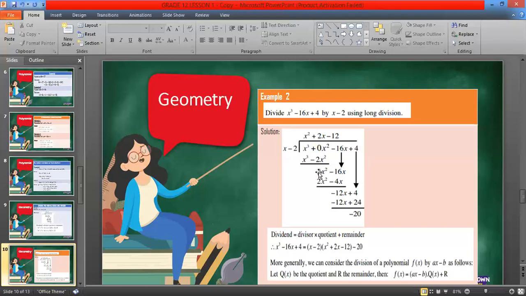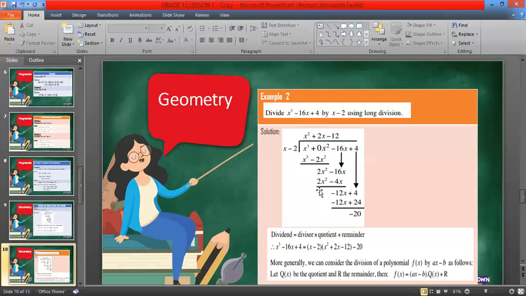2x squared divided by x will give you positive 2x. Now what do you do with the positive 2x? You use it to multiply the two terms. Positive 2x times x is positive 2x squared. Positive 2x times minus 2 will give you negative 4x. The x squared goes under the x squared, the x under the x. So when you get here, you subtract as well, and you draw your line under.